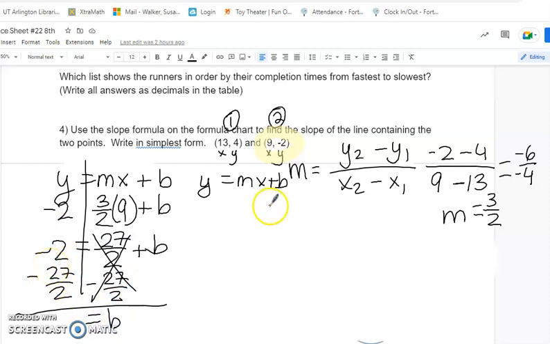Okay, so you will have x and y stay the same. This will be your b. It's going to be a minus. I can tell that. If you put -2 minus 27 over 2, and then your m is right here, 3 over 2. Put that for m, not for b. Okay?